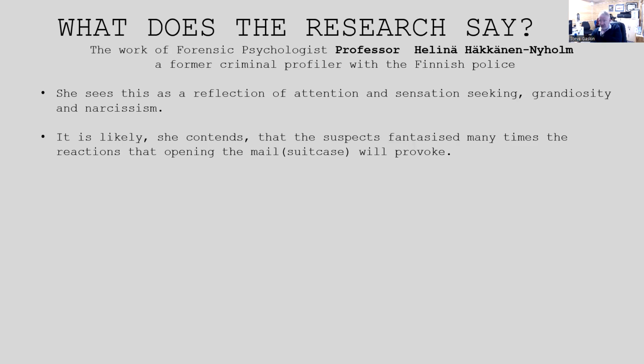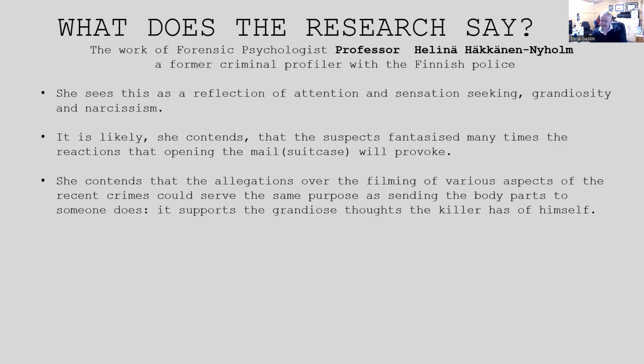It is likely, she contends, that the suspects fantasize many times about the reactions that the people will have that open the mail. In other words, the suitcase, what sort of reaction that will provoke. So just to make that crystal clear, the person that's committed the murder will fantasize about the person that actually opens up the suitcase. Rather bizarrely, you may think.